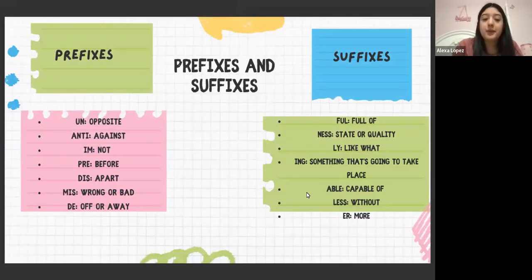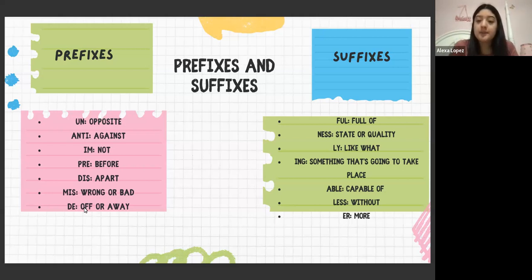And to begin, prefixes. We're going to learn the first 7 prefixes for today, and then tomorrow we're going to learn another new set and review these, okay? Let's begin. Un means not, anti means against, im means not, pre means before, dis means apart, mis means wrong or bad, de means off or away. So make sure you write down these 7 prefixes, okay?